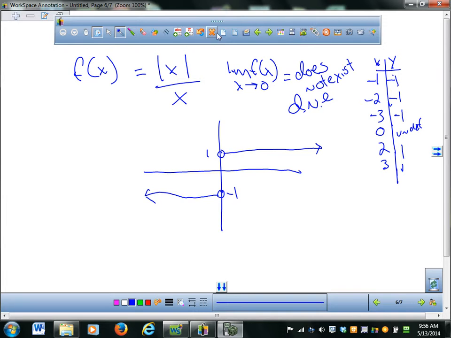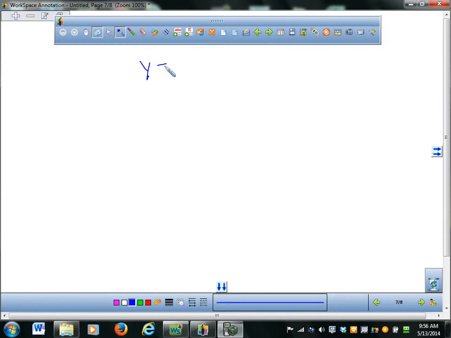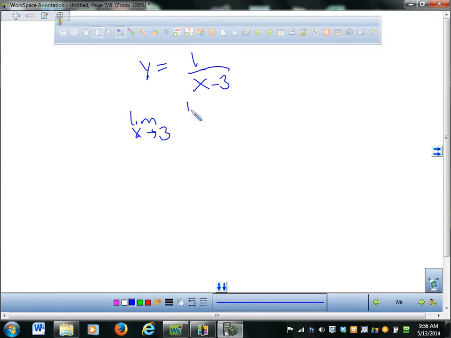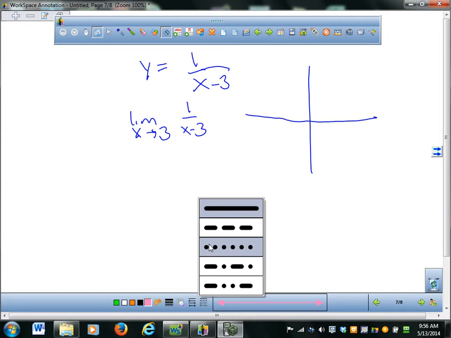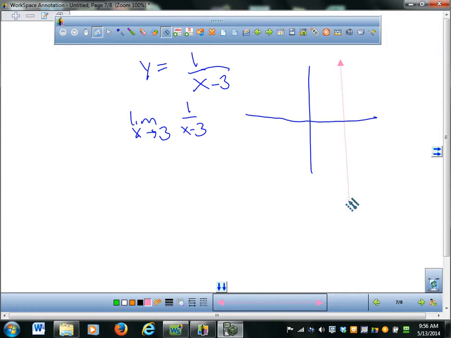How about if you have something like this? What if I have something like this? Let's do y equals 1 over x minus 3. And I want you to find the limit as x goes to 3 of 1 over x minus 3. Do you guys remember what this graph looks like? What does this graph have at x equals 3? Undefined. It has an undefined, but what does it have there? Not a hole. Has an asymptote.